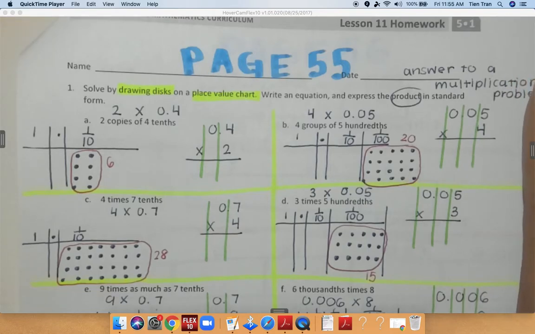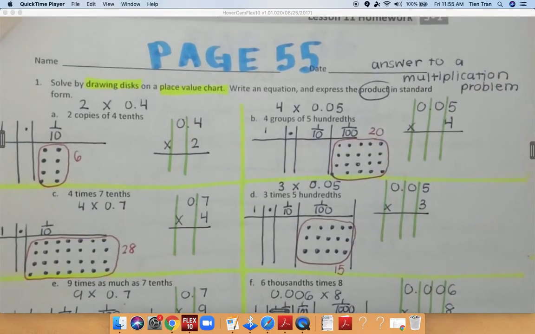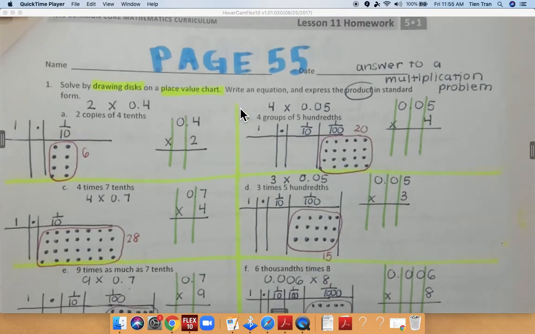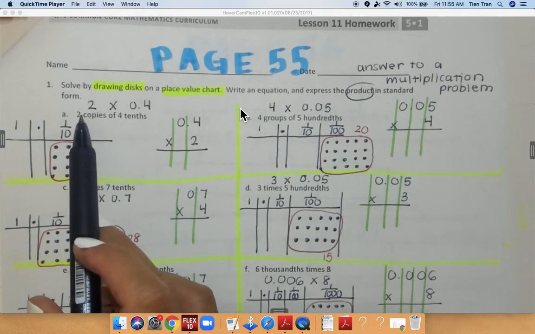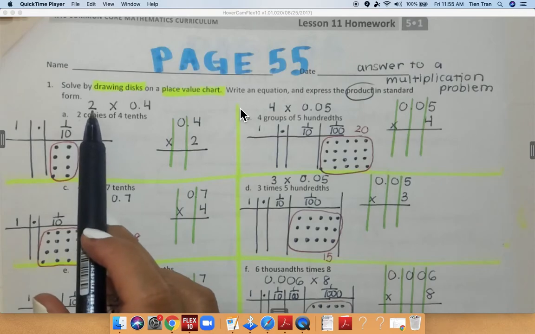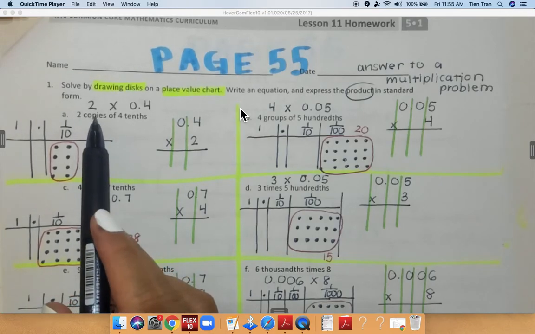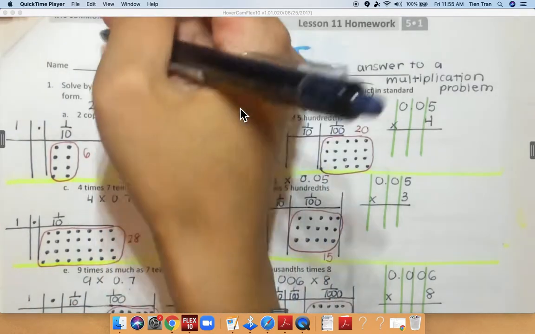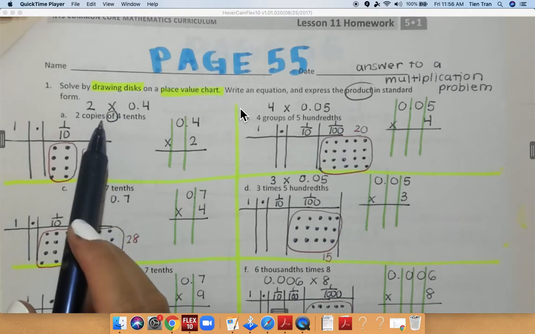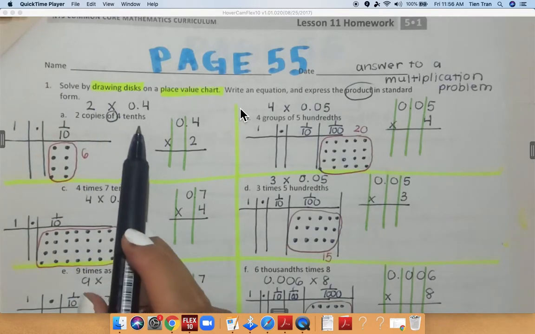So that's what we will be looking for today. We're looking for the answer to a multiplication problem for all of them. For the first question right here, it says 2 copies of 4/10. Remember, the word copies means that you're multiplying. Whenever you see the word of, that means to multiply. So that's why I have the multiplication sign right above of. And then it says 4/10.